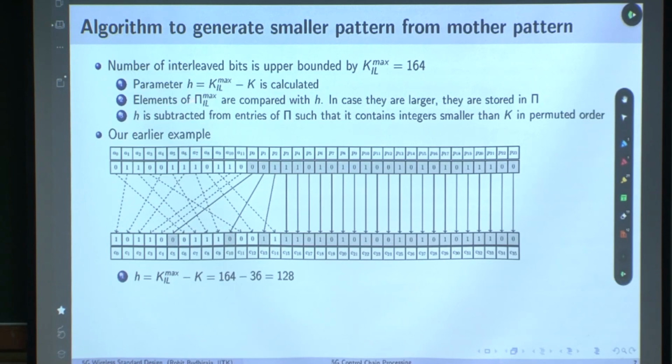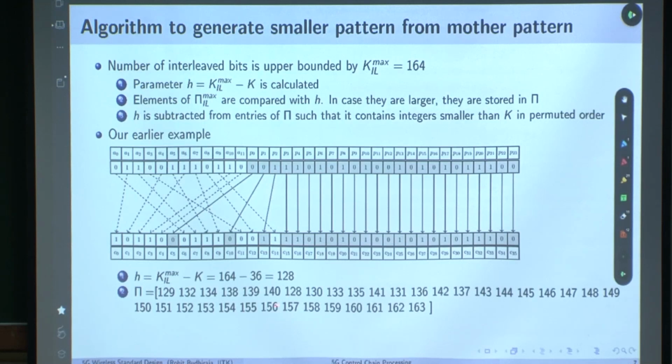All these numbers, that's what I'm doing. Elements of pi L are compared with H, okay, right? In case they are larger, they are stored in pi. How many such numbers will be there? How many are these numbers? It will be 36, right? How many numbers will be greater than 128? 36, right? That's the length. That's the second step which is happening over here.